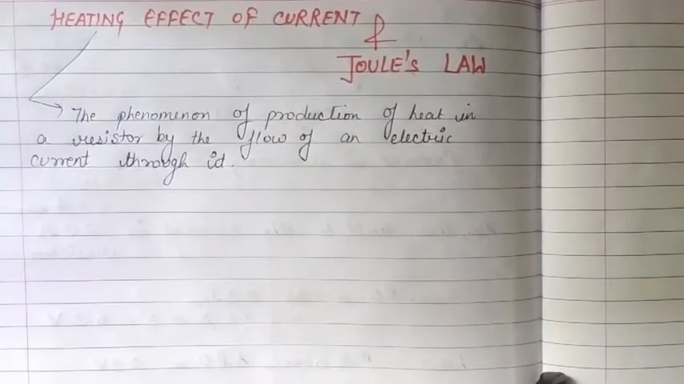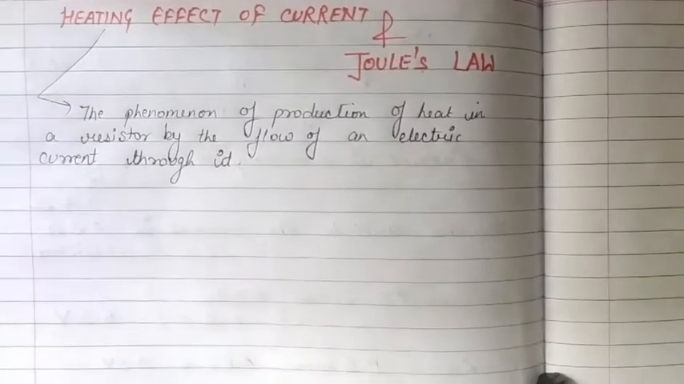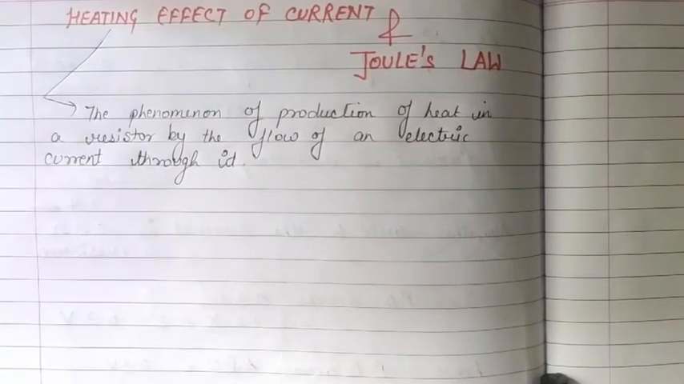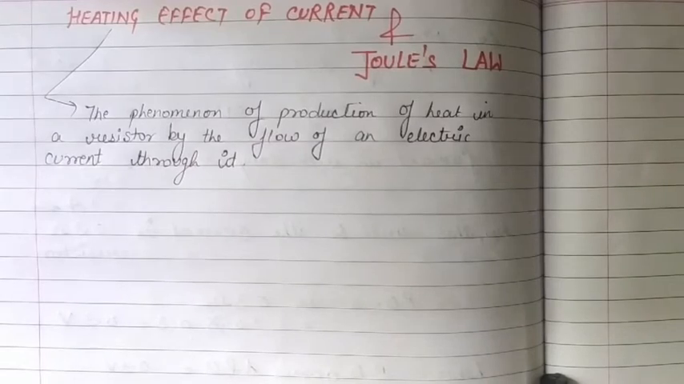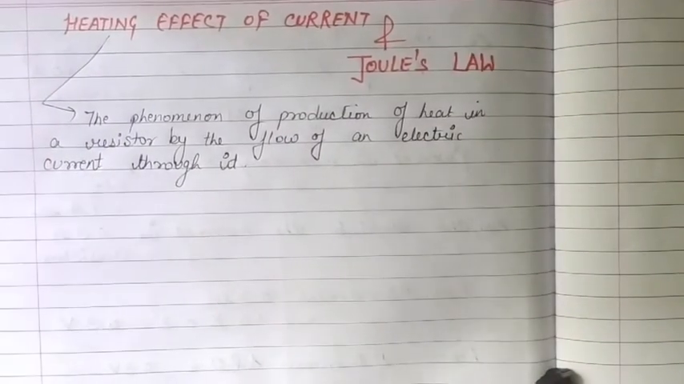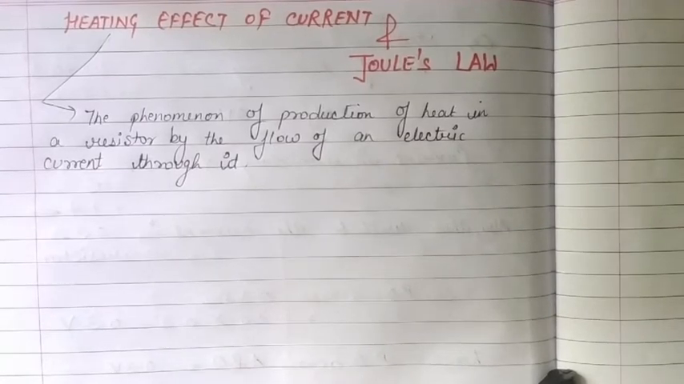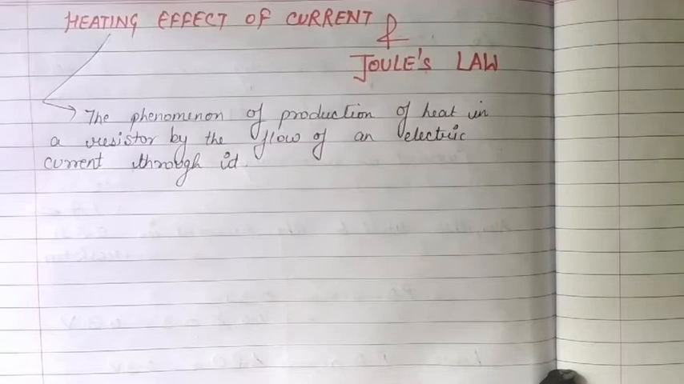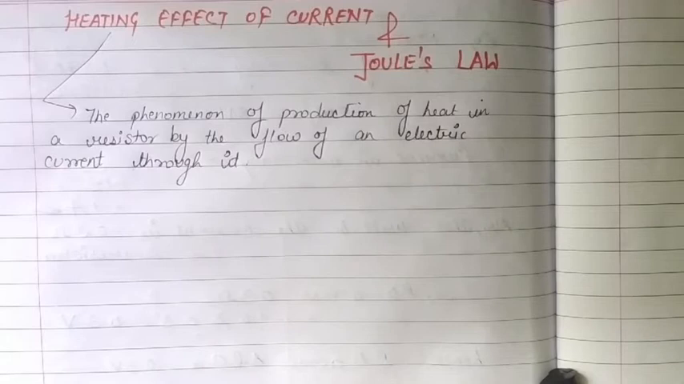So actually it is a phenomenon that happens in a purely resistive circuit. Suppose we have a purely resistive circuit. Now a purely resistive circuit means a circuit which consists only of some resistors and a source of EMF, right? So if we have such a circuit, then the energy of that source gets dissipated entirely in the form of heat that is produced in the resistors.